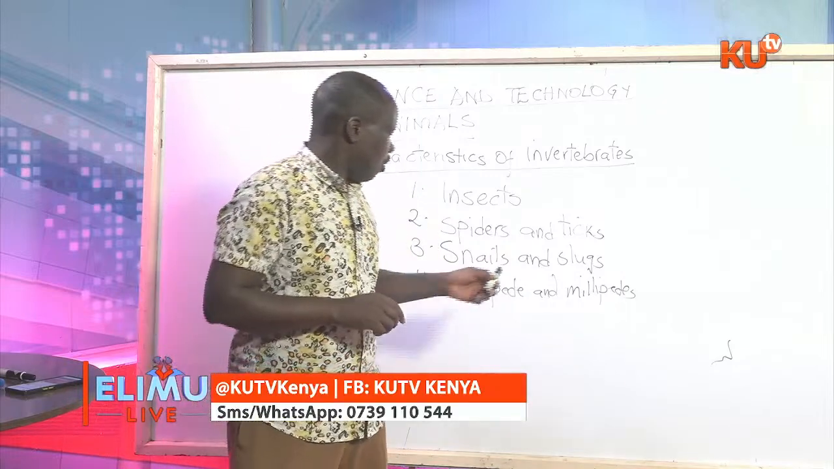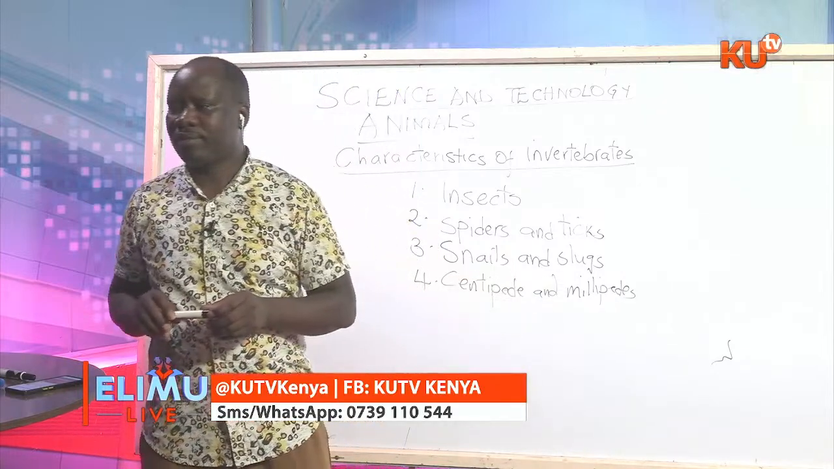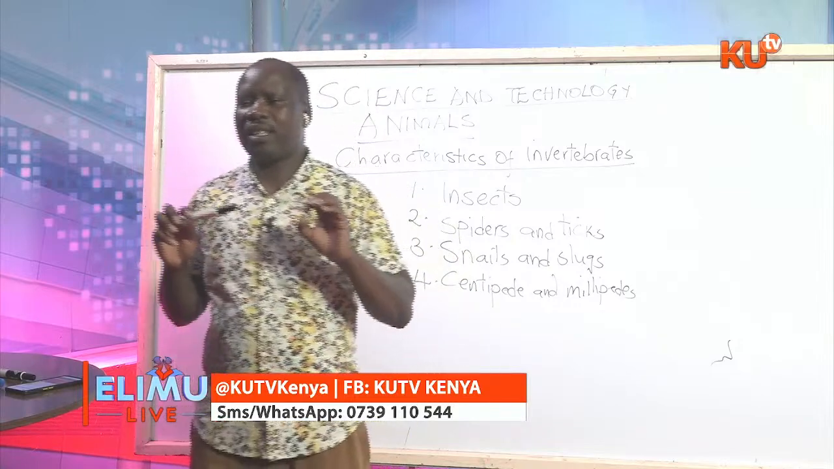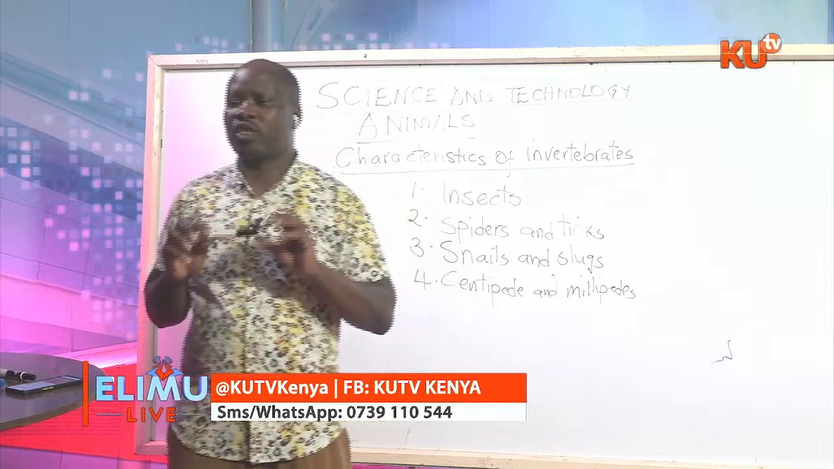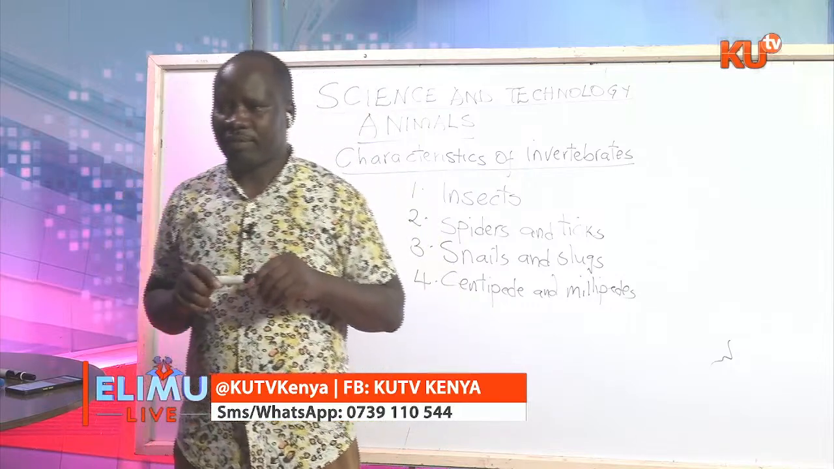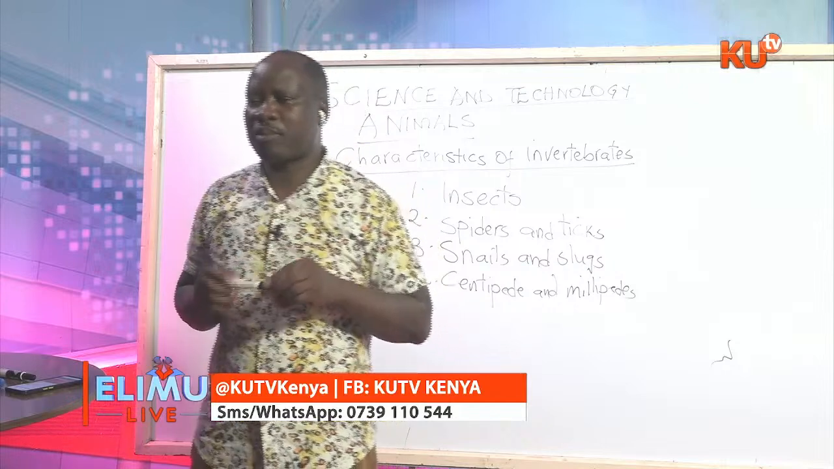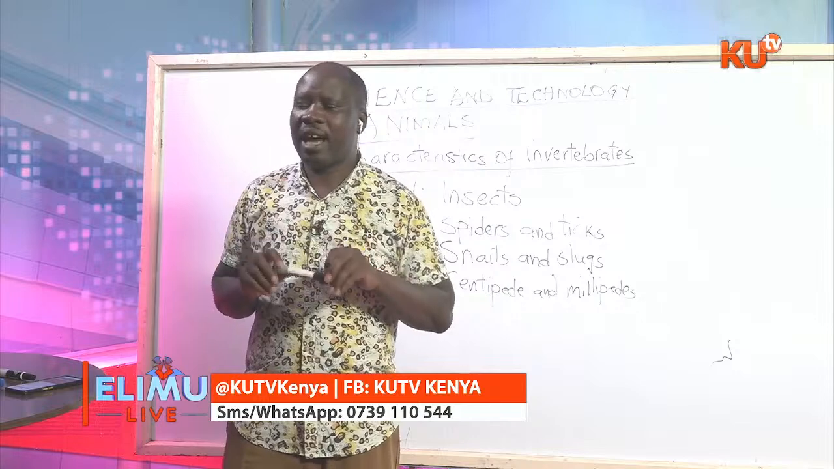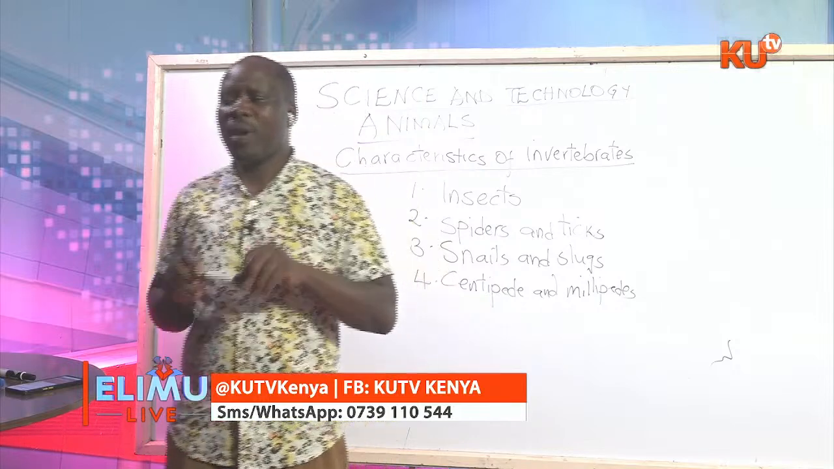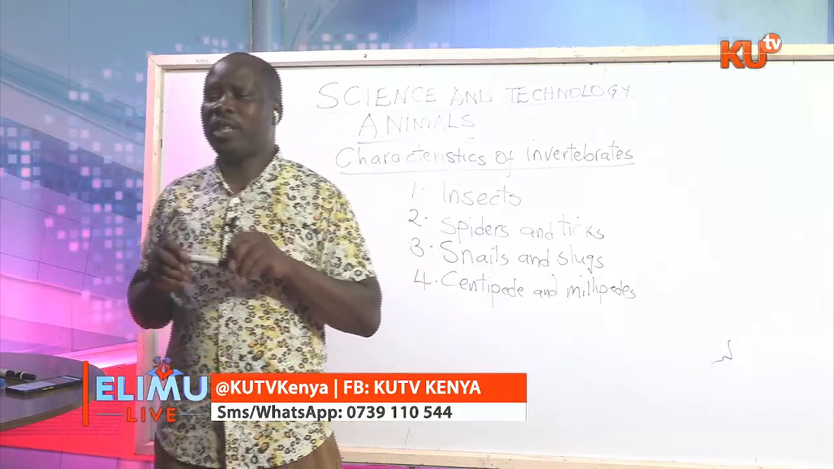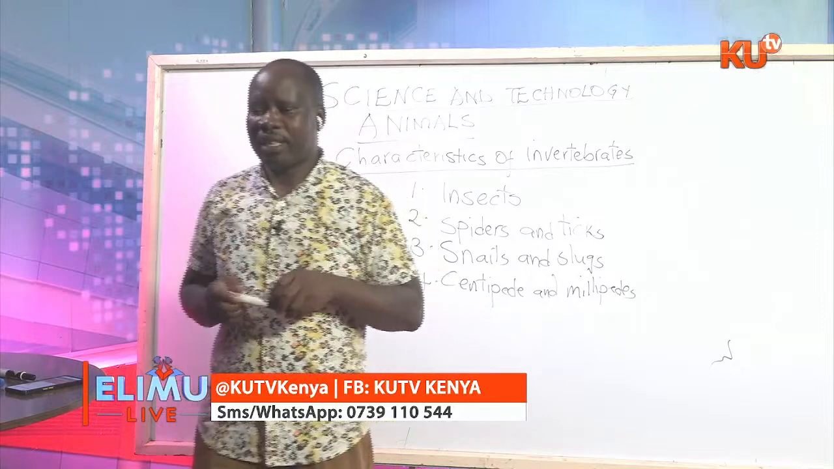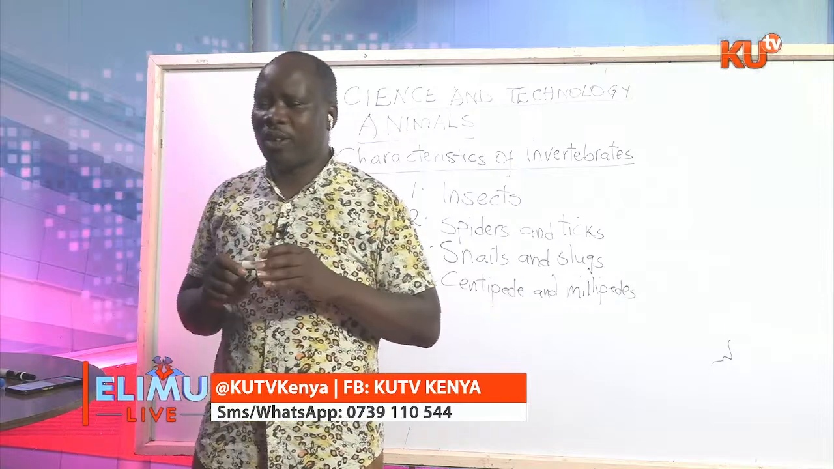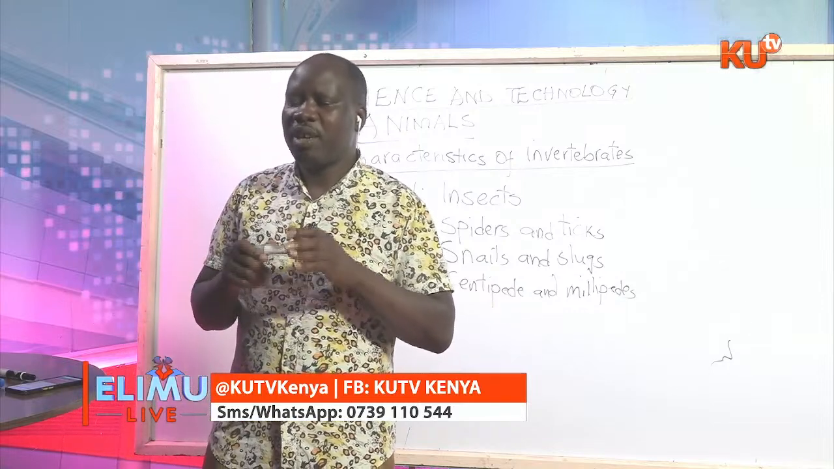Just to sum up the characteristics of snails and slugs. Number one, we've said they have a soft body. All snails and slugs have a soft body. Then, number two, all snails and slugs do not have wings. And also they do not have legs. Then, how do they move? They move by crawling through slimy mucus.